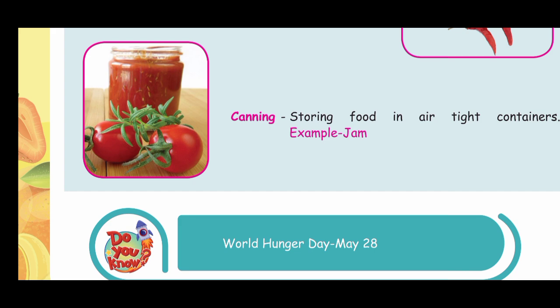Canning, storing food in airtight containers. Okay, so we can store in an airtight container. The lid will be very tight so that the air does not enter that container. Example, jam. The jams we are using are all made of glass containers and are airtight. So we can use it for a longer period of time till the expiry date. So canning is also followed in our day-to-day life.